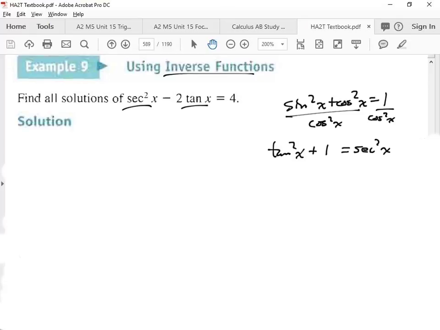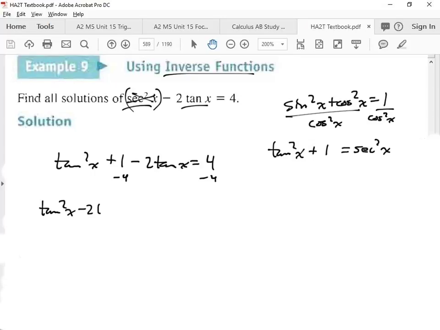Okay, so if I take this out, what do I put in there? If I take him out, what do I put in his place? I put tangent squared x plus 1. And then there's a minus tangent x equals 4. Before I factor this, I need to make sure that this is equal to 0. So I have to subtract 4 from both sides, and now I have tangent squared x minus tangent x minus 3 equals 0. And once you get that, you can factor this.